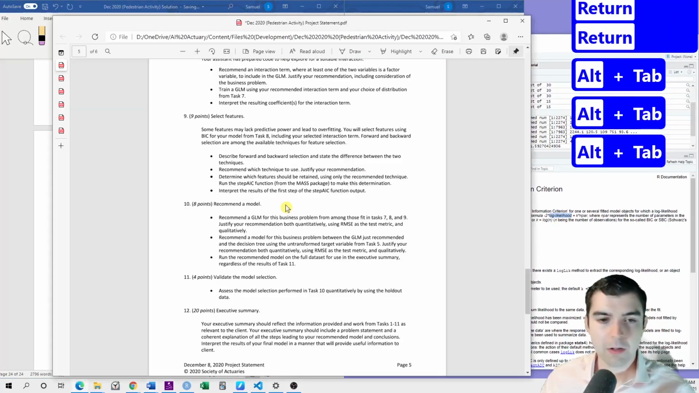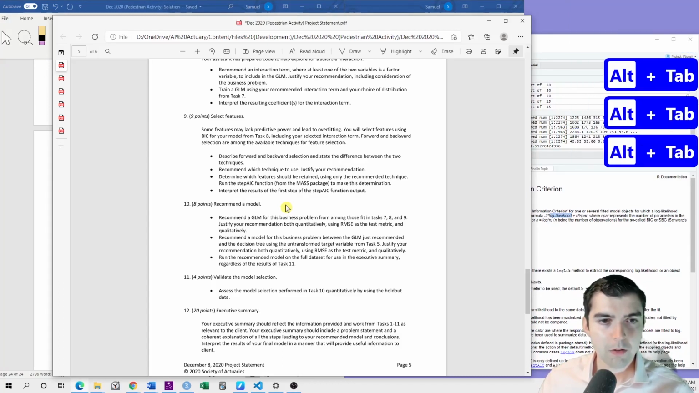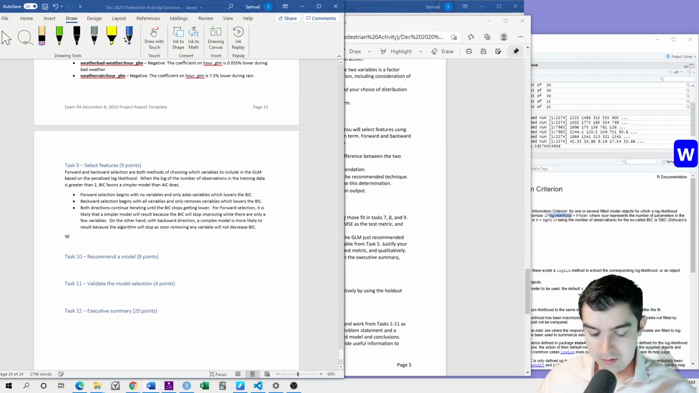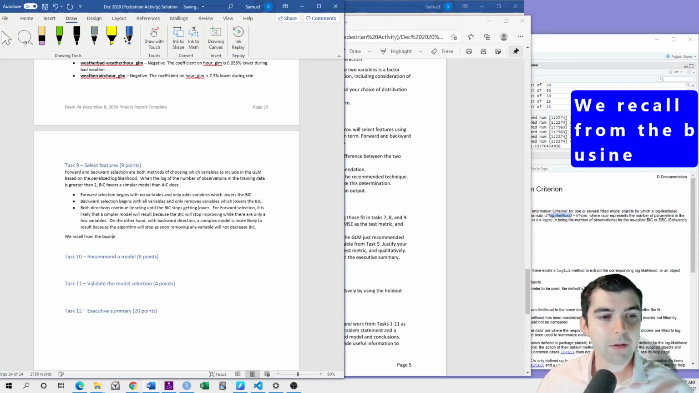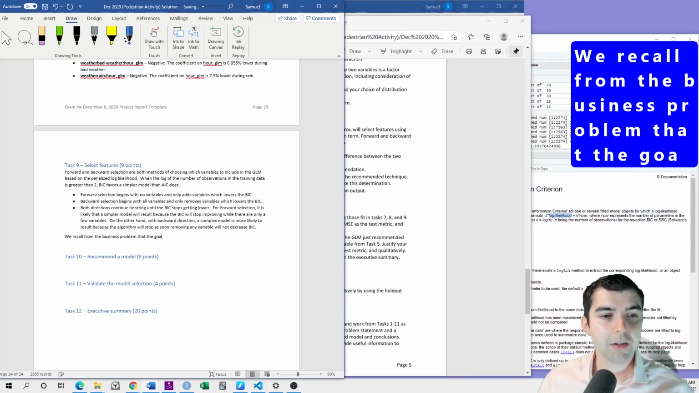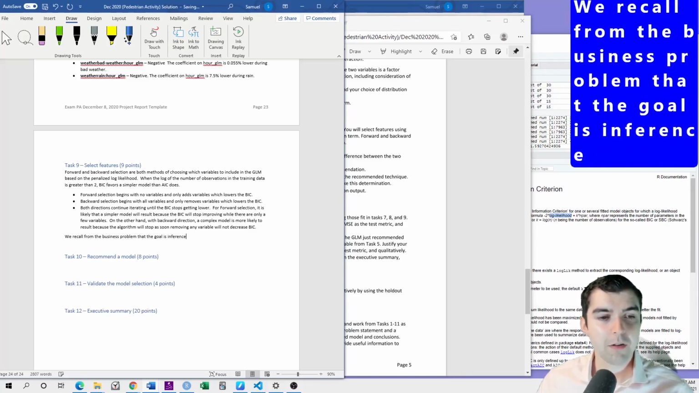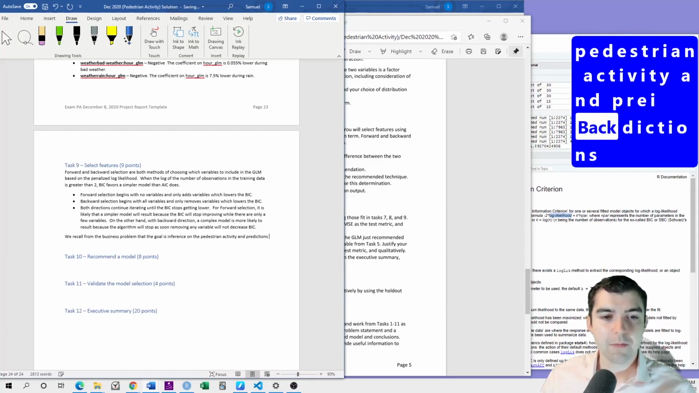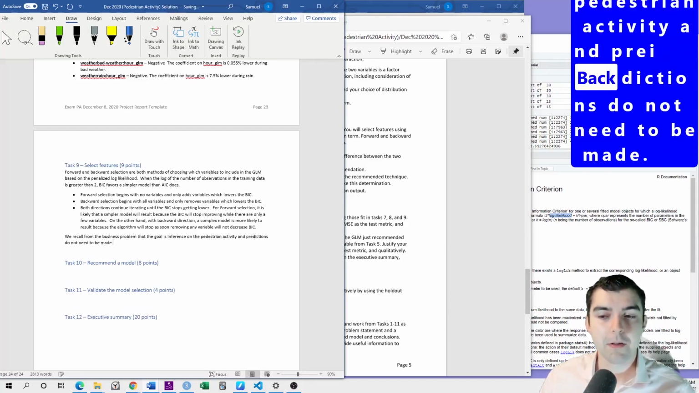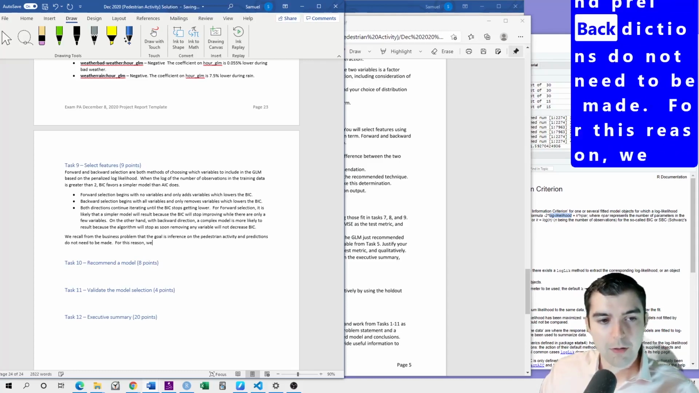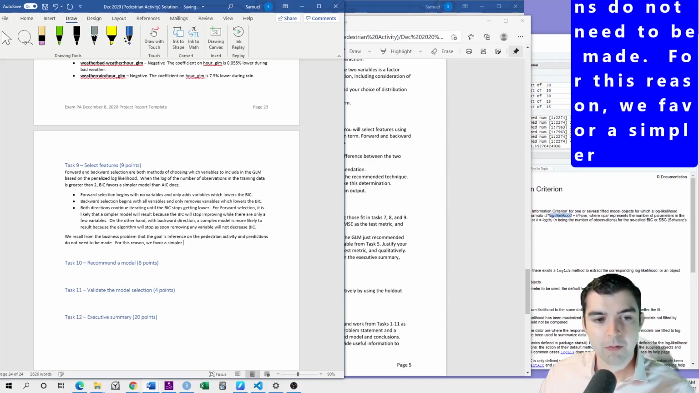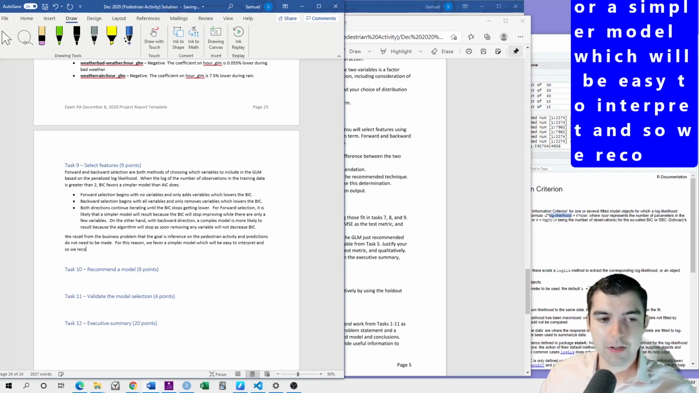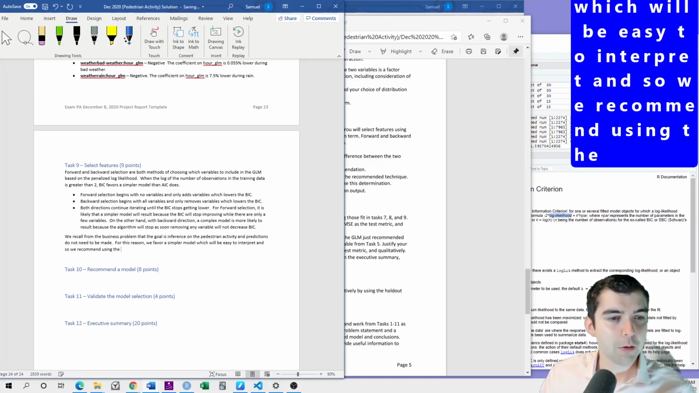And what's the next question? Recommend which technique to use. Justify your recommendation. Well, we recall from the business problem that the goal is inference on the pedestrian activity, and predictions do not need to be made. For this reason, we favor a simpler model, which will be easy to interpret. And so we recommend using the forward selection.